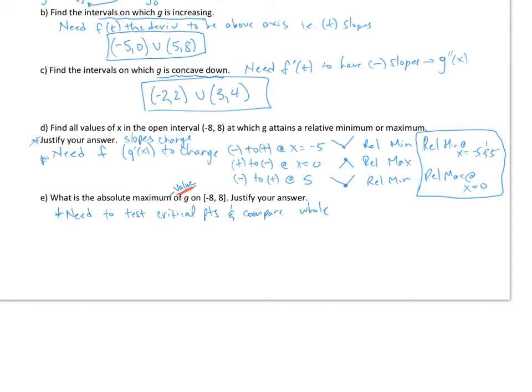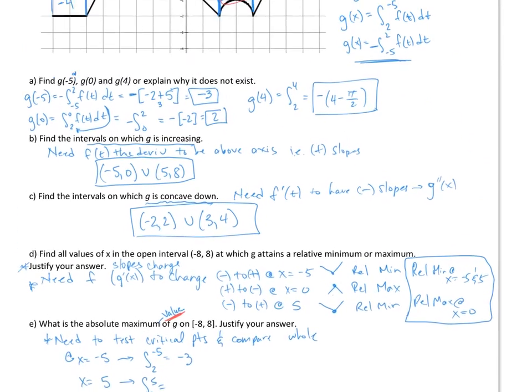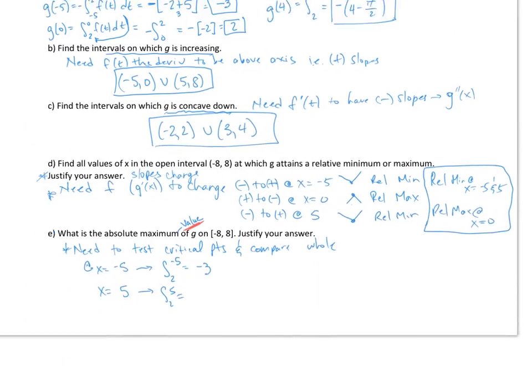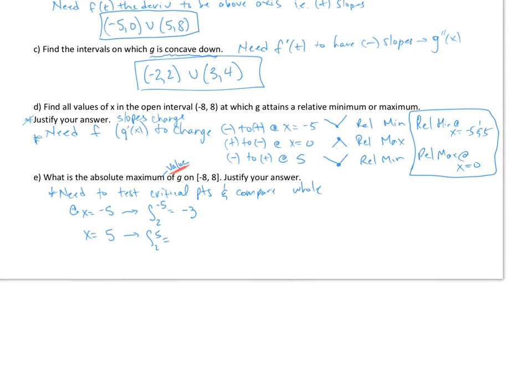So what this means is we have to find out at x equals -5. That means we're looking for the integral from 2 to -5, and we've already done that in the first problem. We ended up with -3. We had x equals 5. Actually, did we do that one in the first problem from 2 to 5? We did not. So let's go ahead and do that one.